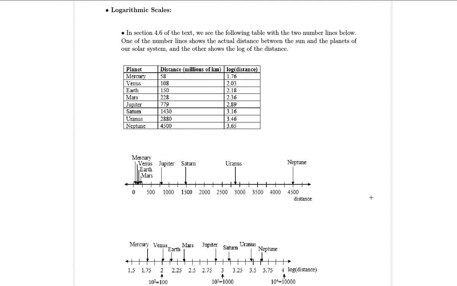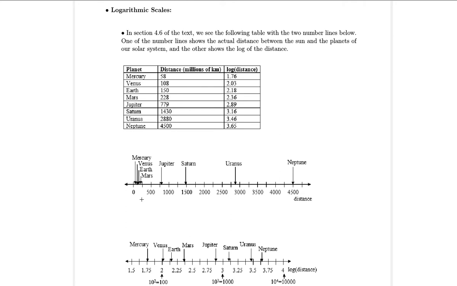Okay, so if we look at this first diagram here, this is showing us the positions of the 8 planets in the solar system in millions of kilometers from the sun.